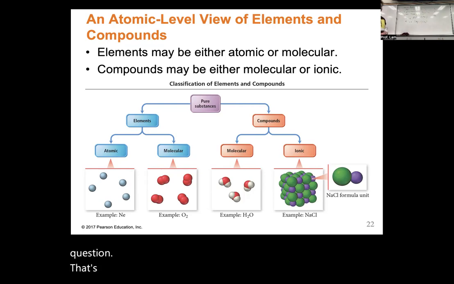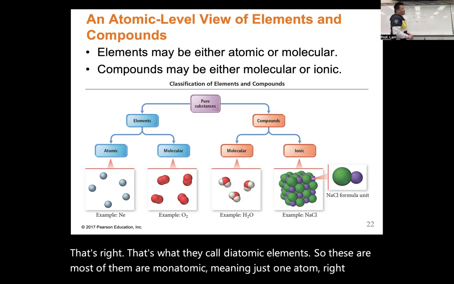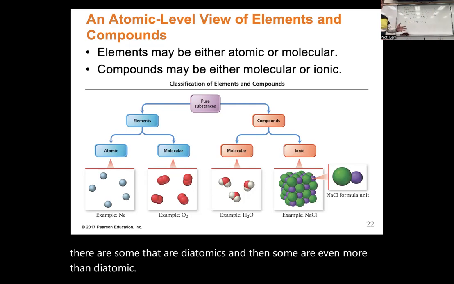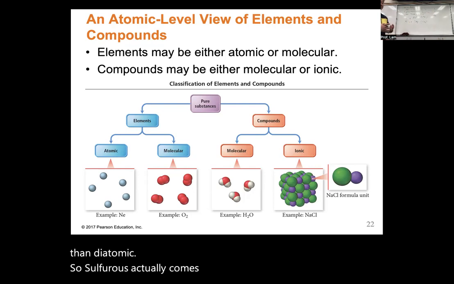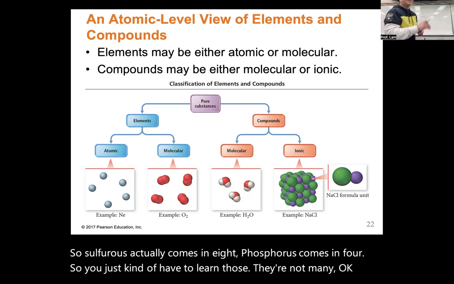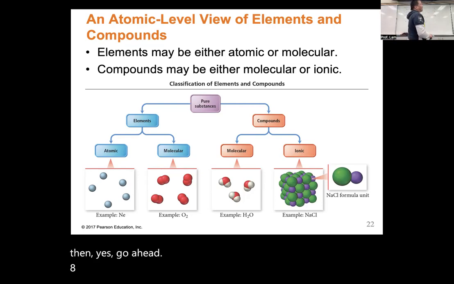That's right. That's what they call diatomic elements. So most of them are monatomic, meaning just one atom, right? But there are some that are diatomics, and then some are even more than diatomic. So sulfur actually comes in 8. Phosphorus comes in 4. Yeah, so you just kind of have to learn those. They're not many, okay? Yes, it's S8. P, naturally occurring, is P4.